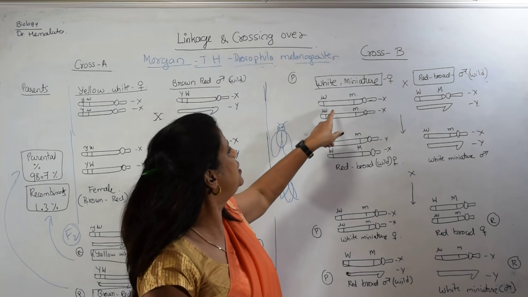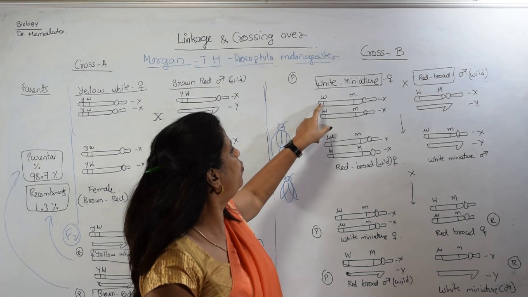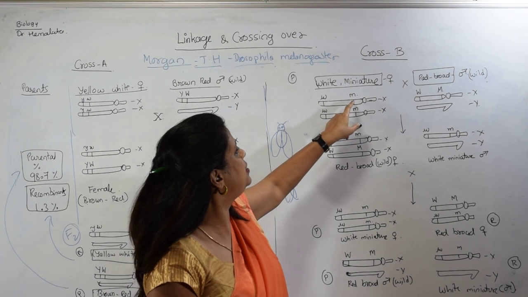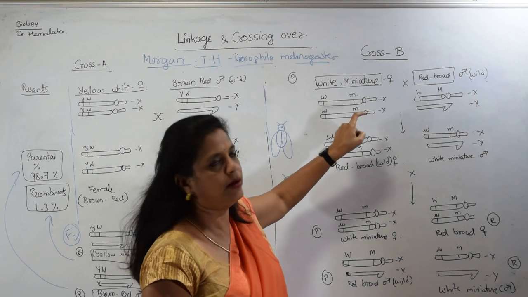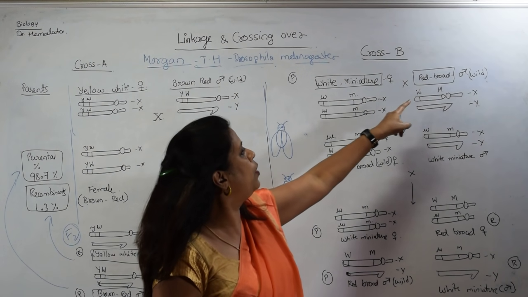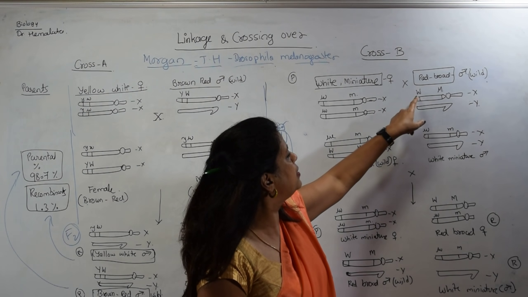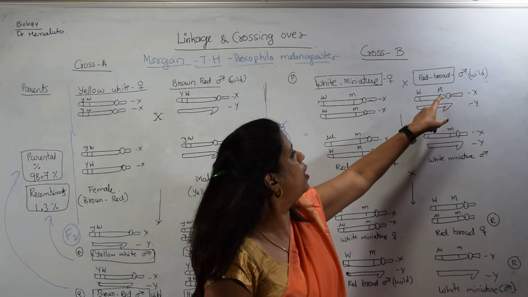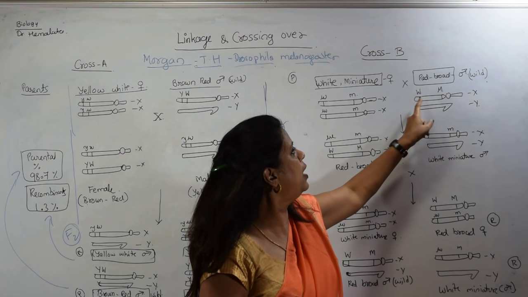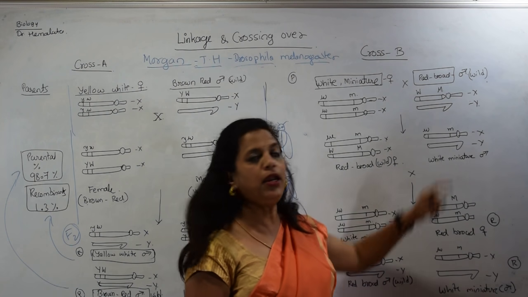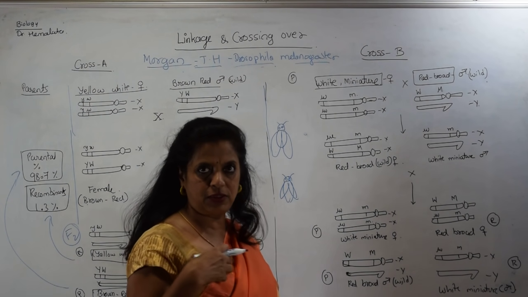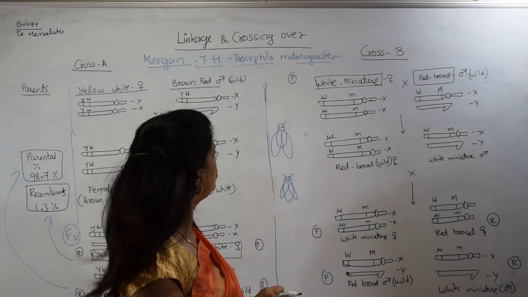So here the genes are written, W for white color is here. This is m for the miniature wing. But what about red and broad? Red-eyed character is capital W and broad wing is capital M. So they are also far away on X, and the Y chromosome has no genes, no alleles which are present on the X chromosome.